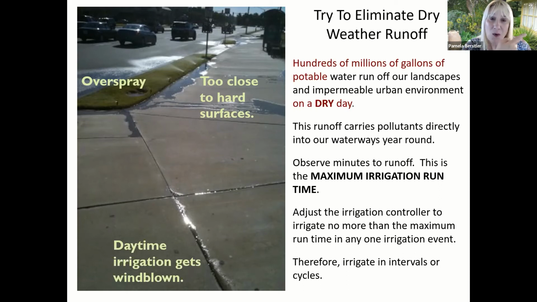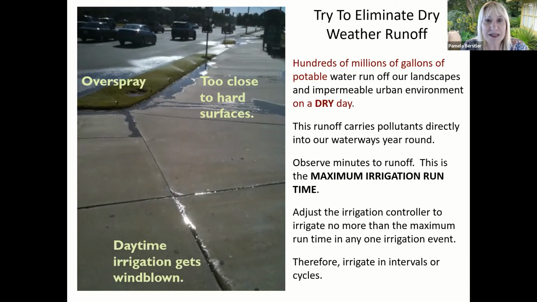So what do you do? What if you've got a 30-minute total irrigation runtime, and you can only really apply the water for 3 minutes before runoff? What do you do? Well, what you do is you come up with cycles.